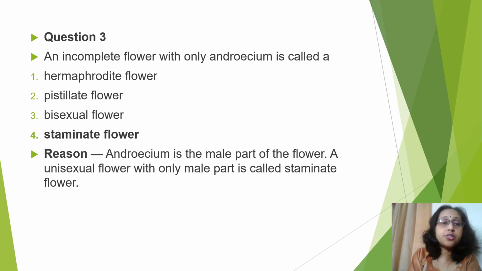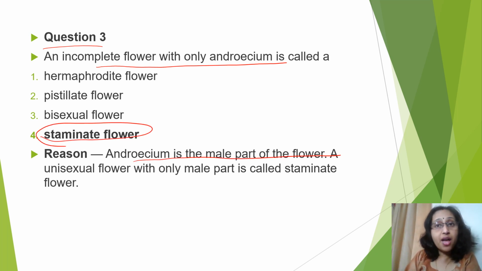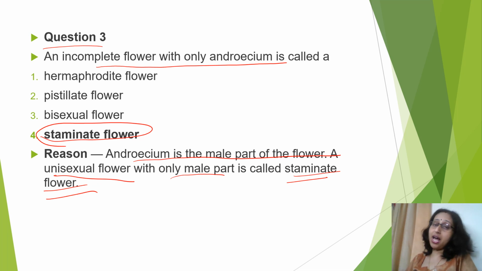Now question number 3: an incomplete flower with only one androecium is called what? Hermaphrodite flower, pistillate flower, bisexual flower, or staminate flower? With only one androecium, it means it is a staminate flower. Androecium is the male part of the flower, and a unisexual flower with only the male part is always called a staminate flower. As androecium is the male part, we all know that a flower having only the male part is obviously called a staminate flower, right?